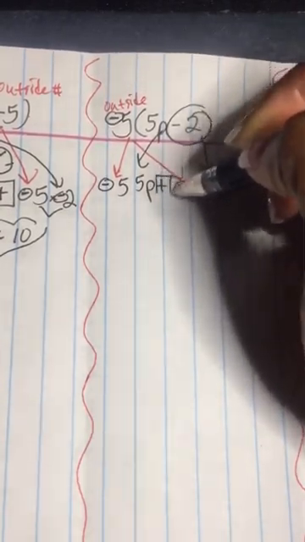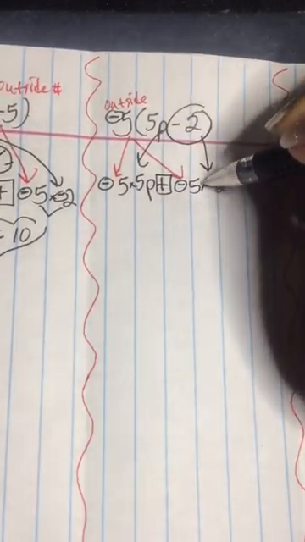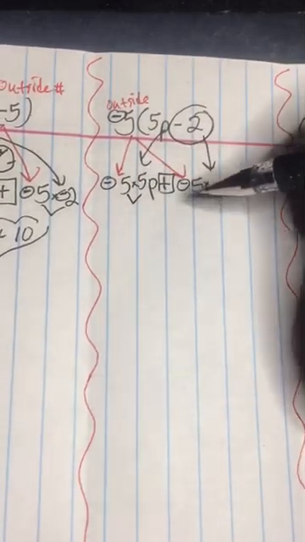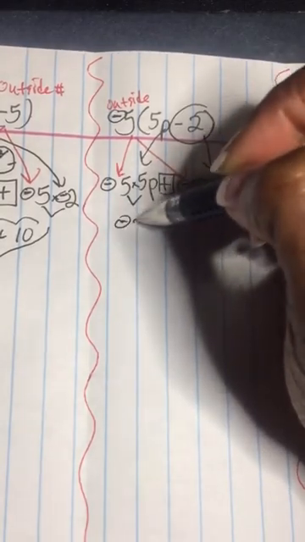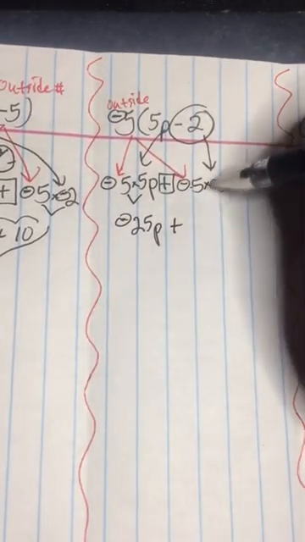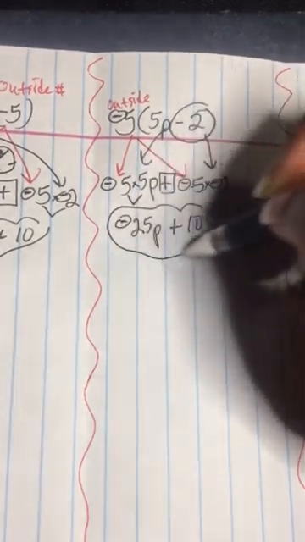Put your plus sign in the middle. Draw your two multiplication signs in between. Negative times positive, we have already established as -25p plus a negative times a negative is a positive 10.